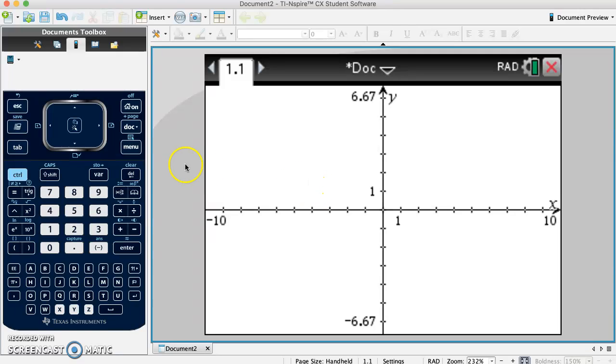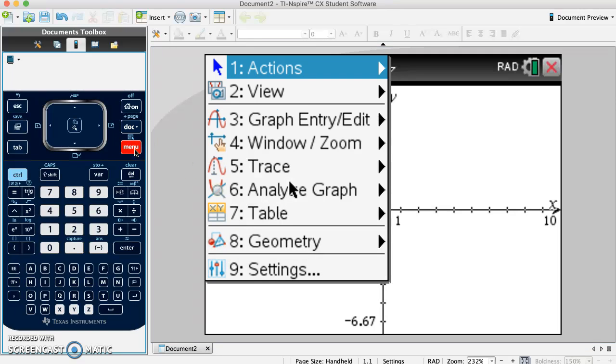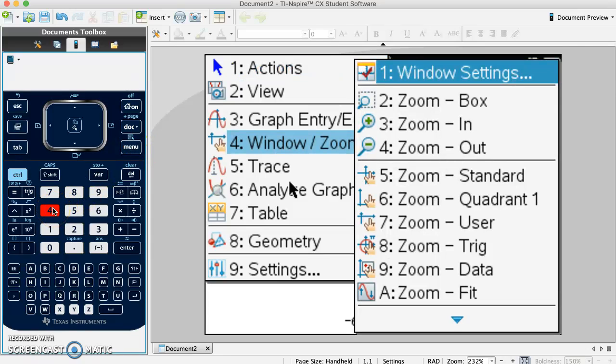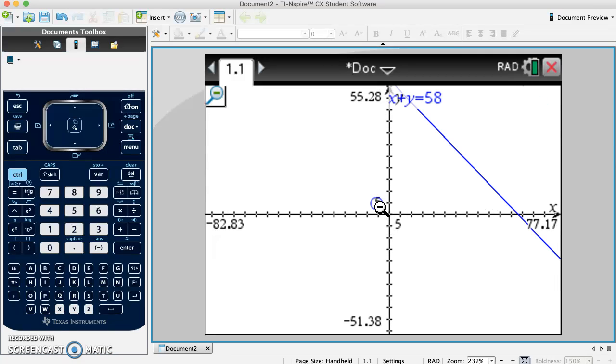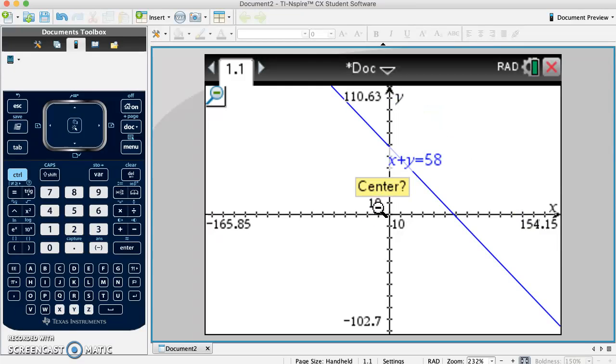So to zoom, we're going to hit menu, and then we're going to hit number 4 for window zoom, and then number 4 again for zoom out. And your magnifying glass should already be in the center. And I just want you to keep clicking until you see the line cross the y-axis and the x-axis. And once you see that, you're good. You don't have to zoom anymore.